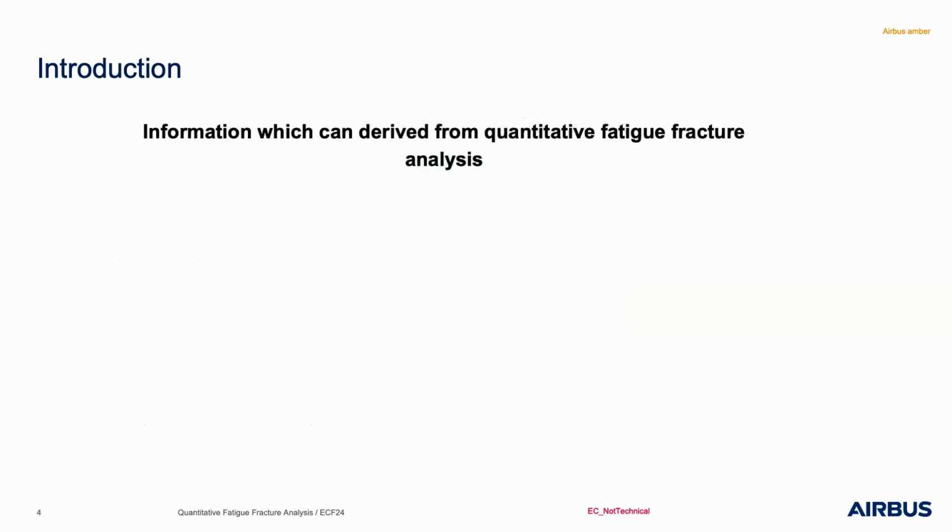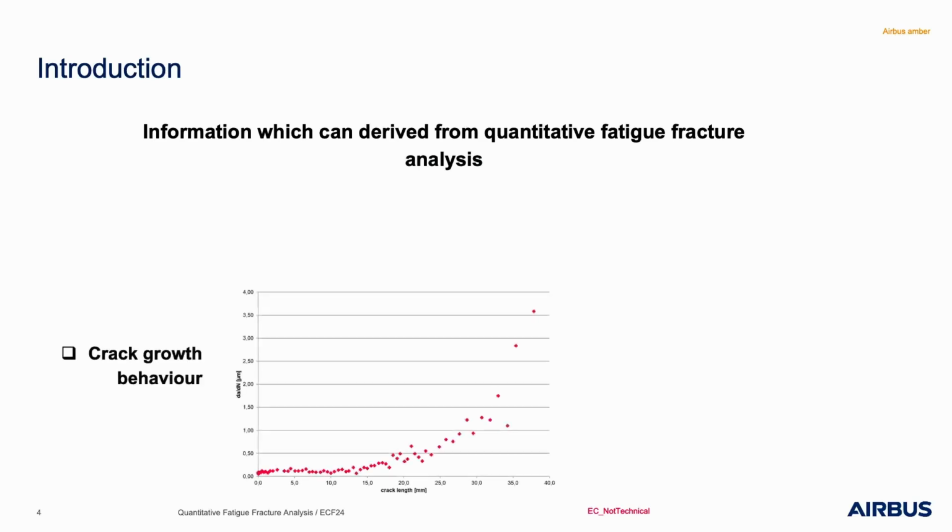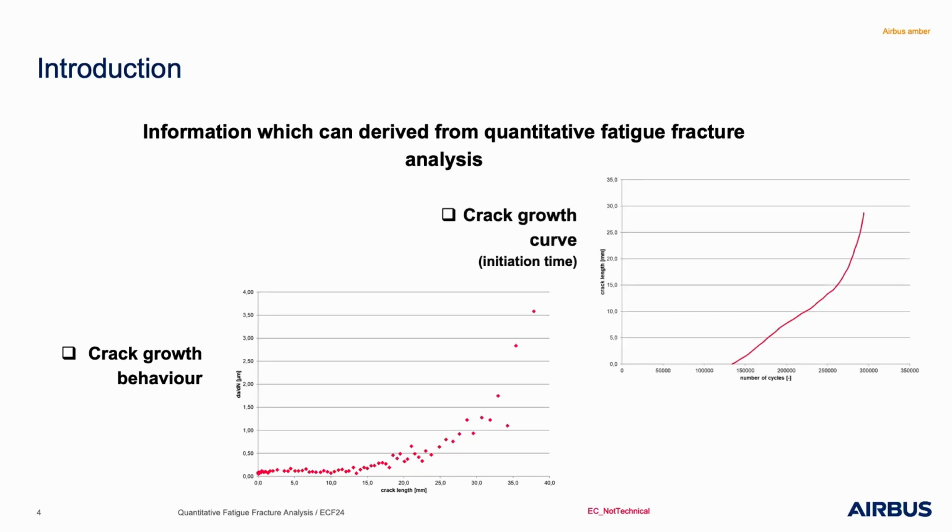So what can additionally be derived from quantitative fatigue fracture analysis? First, we can see the crack growth behavior. This is at least the ADN versus the crack length at the end. Here you can see it's a static growth, but it's not necessarily so, especially in components. They can have a slow transition to other areas. And the same here, you can see, for example, it's not really constant in this case, a crack growth curve.